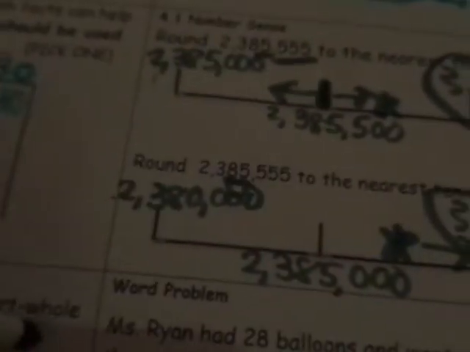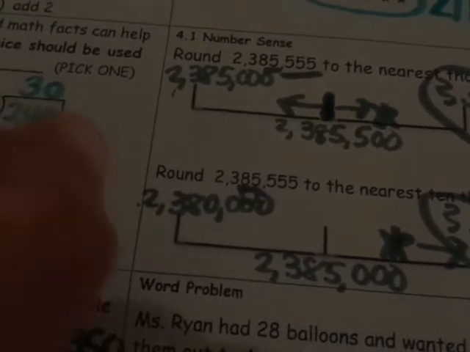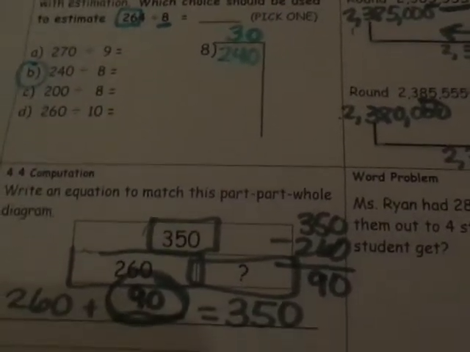So this is the equation you would write to solve it. Okay, so it would be 350 minus 260 equals 90. Or you can have the addition problem. 260 plus 90 equals 350. Both of those would work.